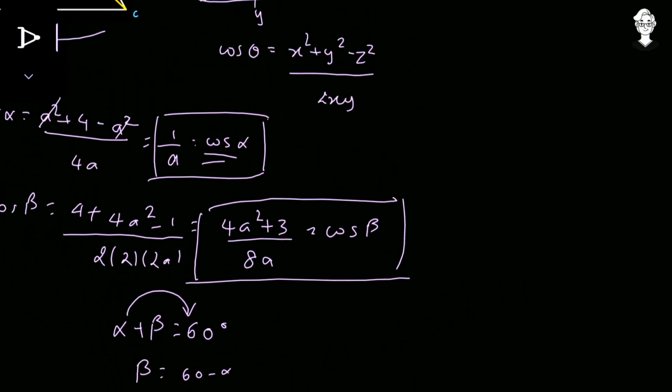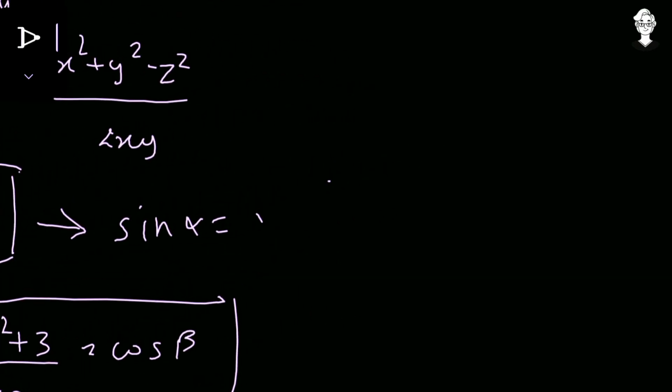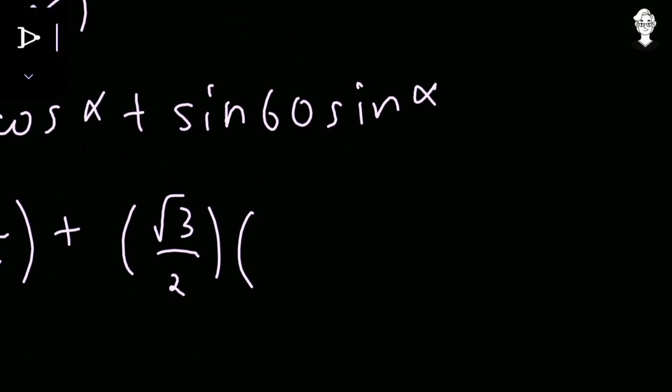alpha, as cos of alpha has a value of 1 upon a, we can have that the value of sine of alpha is going to be the square root of a² minus 1 upon a. It's very simple. So the value of sine of alpha is going to be the square root of a² minus 1 upon a.